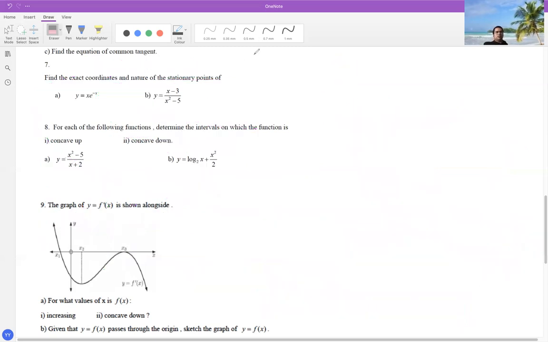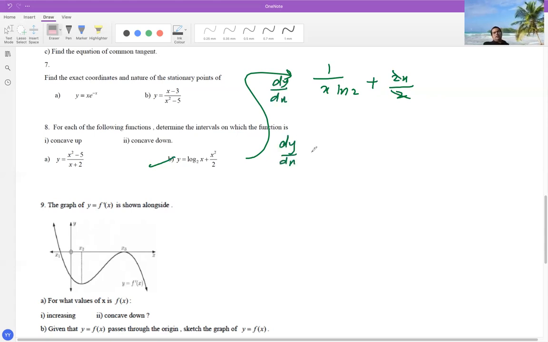Now let's do the next one, which is y equals log x to the base 2 plus x squared over 2. So this is going to be 1 over x ln 2. Log derivatives, as you know, that's 1 over x ln 2 plus 2x over 2. This gets cancelled, that's your dy by dx. Now what we get is dy by dx is (x to the power negative 1) over ln 2 plus x.